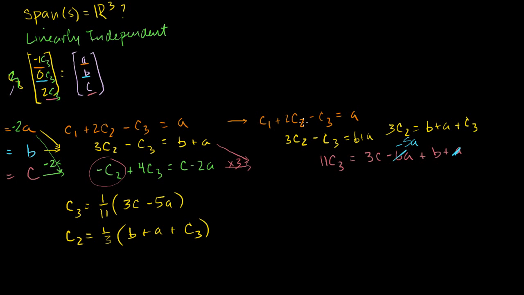And then what is c1 equal to? Well, I could just rewrite this top equation. If I subtract 2c2 and add c3 to both sides, I get c1 is equal to a minus 2c2 plus c3.